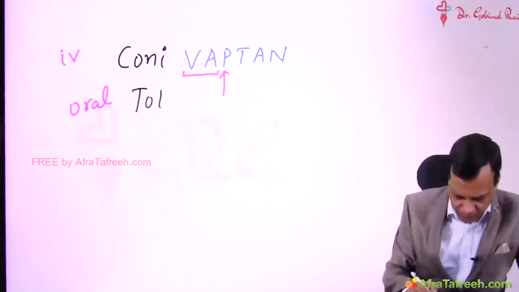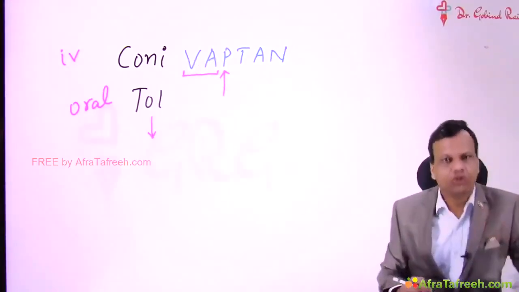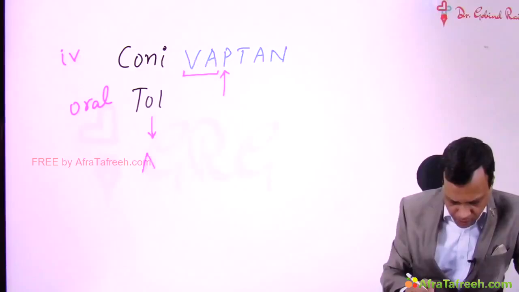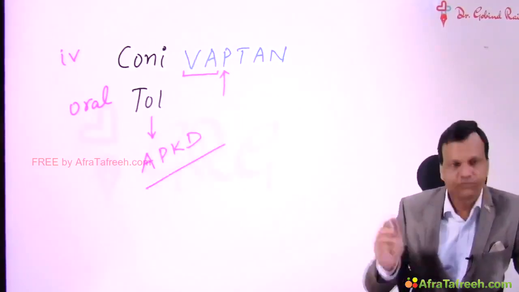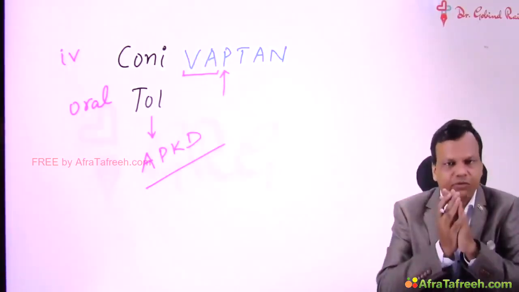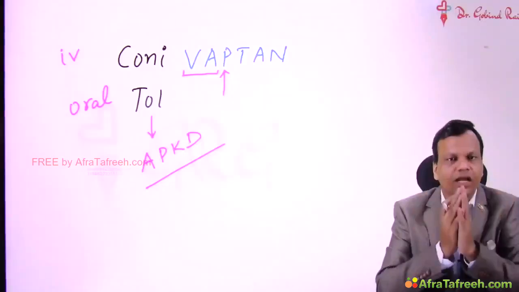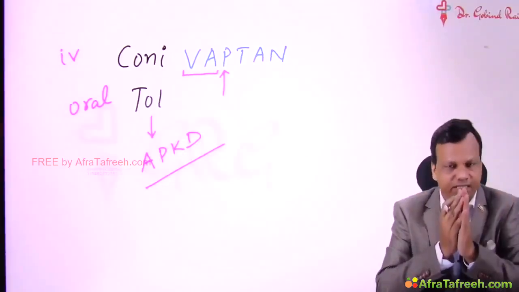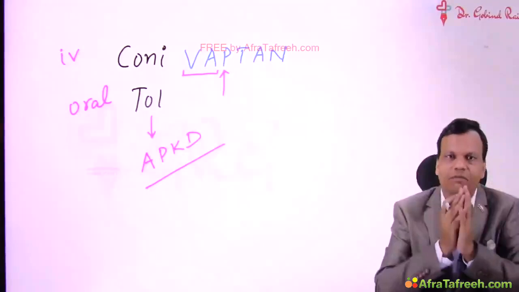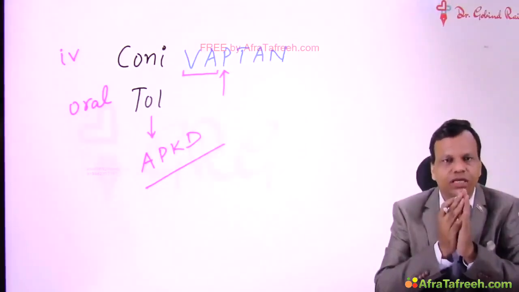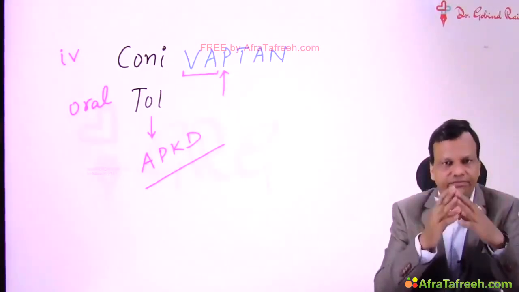Now this tolvaptan, recently it has also been approved in autosomal dominant adult polycystic kidney disease. Tolvaptan is recently approved for autosomal dominant adult polycystic kidney disease. So these are the important new drugs which are used in congestive heart failure. Okay.